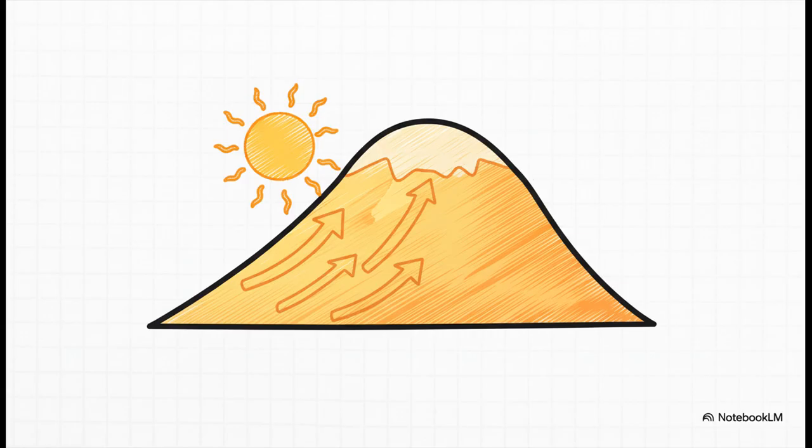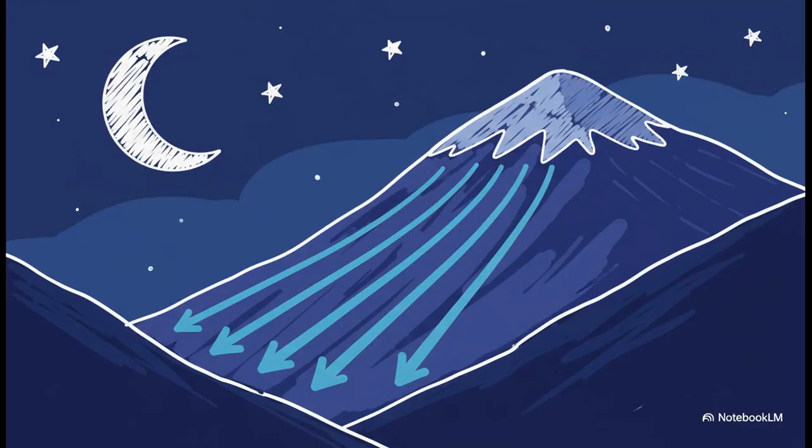This upslope breeze is called an anabatic wind. You can think of it as the mountain exhaling warm air. Then, on clear nights, the complete opposite happens. The slopes radiate their heat out into space, and they get cold.